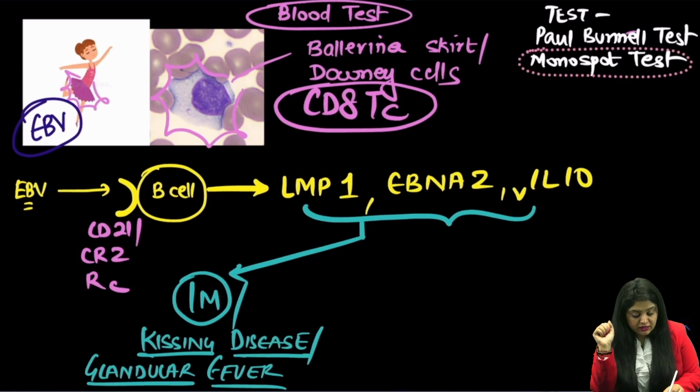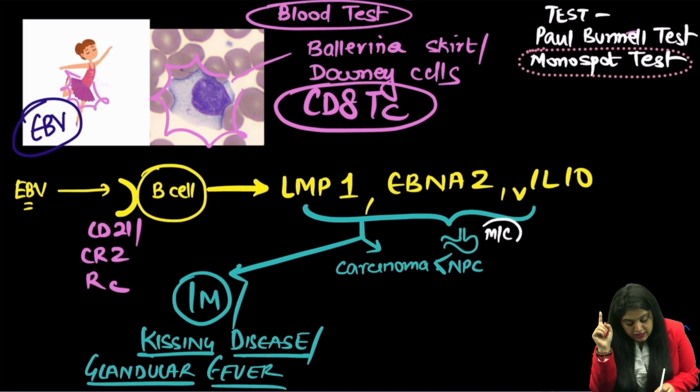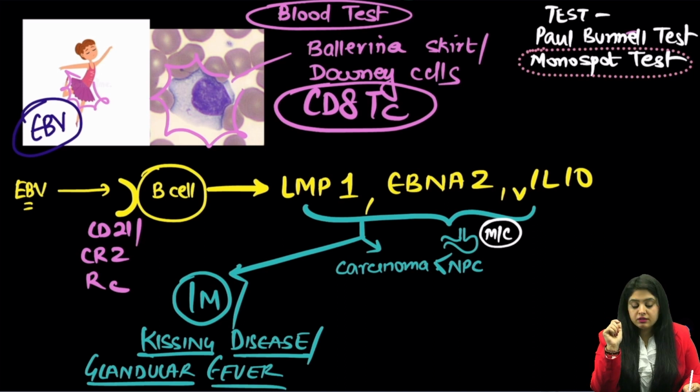But that's not the only thing that it causes. Can it also cause carcinomas? Yes, it can cause carcinomas, especially what all? It can cause gastric carcinoma, it can cause nasopharyngeal carcinoma. Gastric carcinoma is the more common one. This is also a previous year question. Gastric cancer is the most common cancer that occurs with EBV.